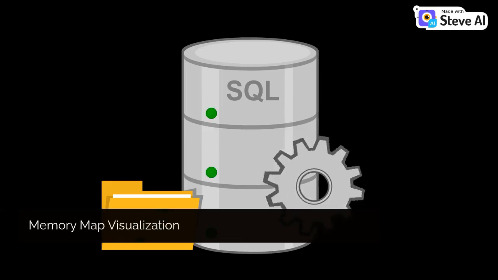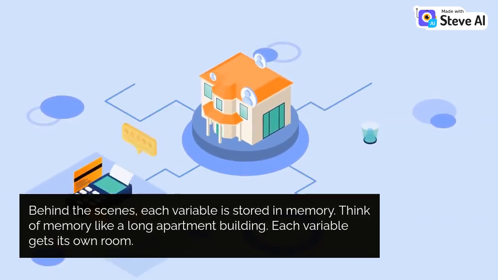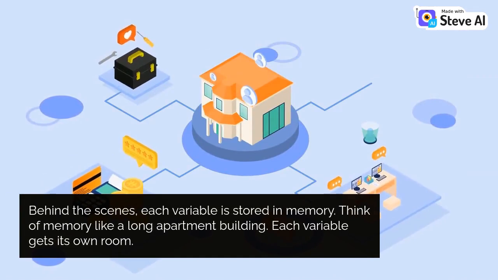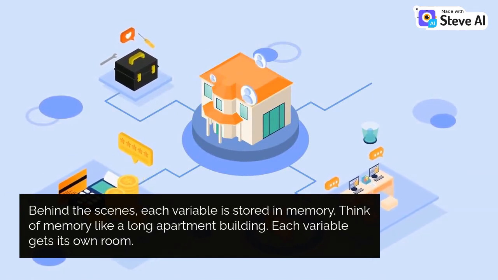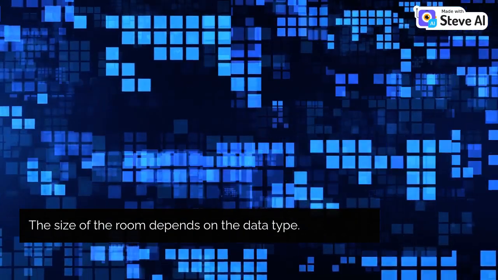Memory map visualization. Behind the scenes, each variable is stored in memory. Think of memory like a long apartment building. Each variable gets its own room. The size of the room depends on the data type.